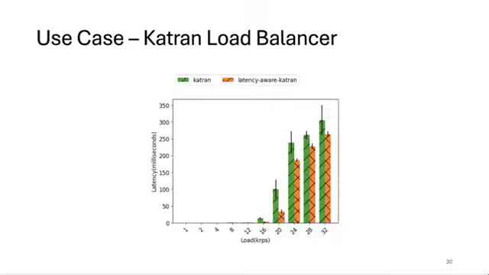The latency-aware Katran is able to reduce the tail latency. And also the tail latencies are predictable, as you can see from the error bars. The error bars are shorter in the orange curve compared to the green curves. So Pirate enables reducing the 99th percentile tail latency by 37% on average across the different loads.